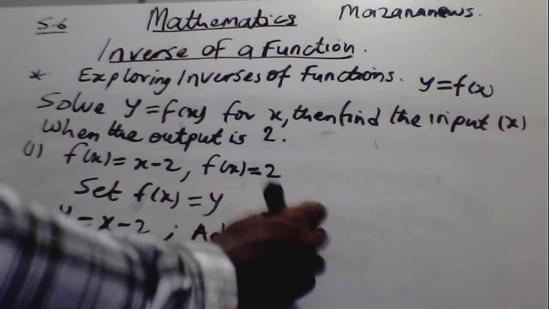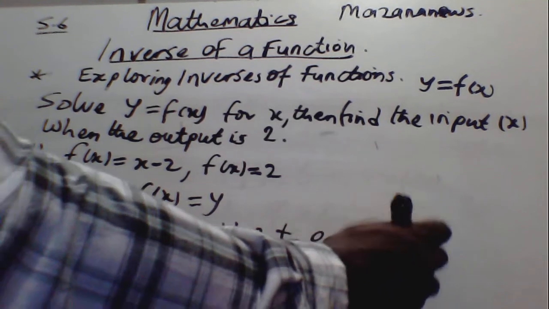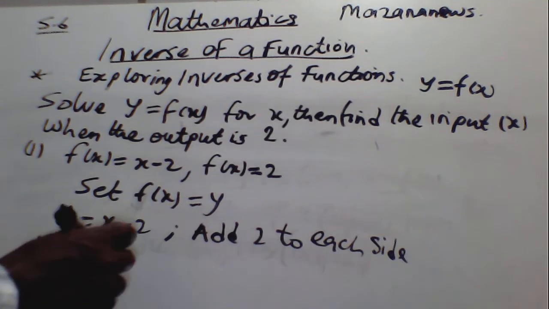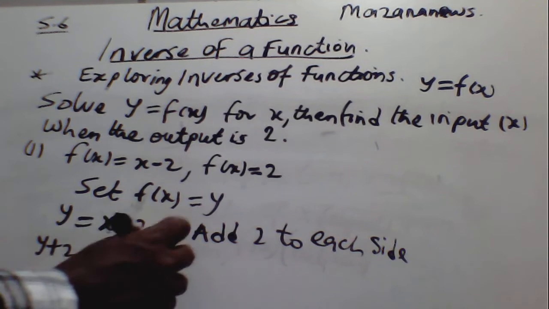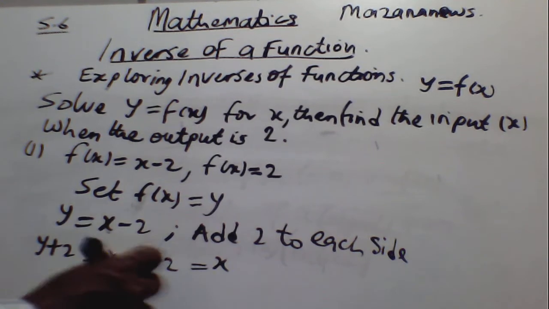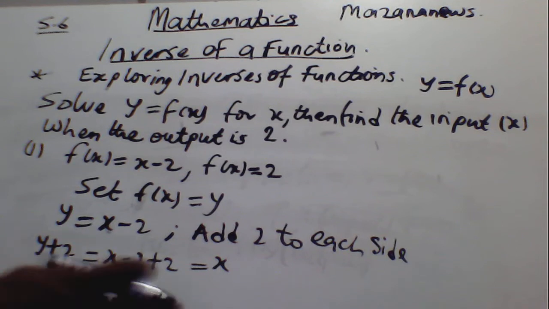Add 2 to each side. We are trying to make x the subject. If we add 2 to each side, we have y plus 2 equals x minus 2 plus 2. So that 2 cancels out to give us x. This gives us x equals y plus 2. So this is the first thing you are asked to do for x, that is to make x the subject.